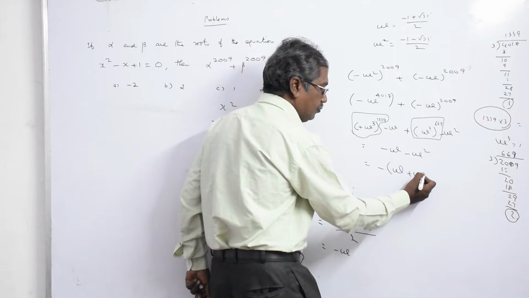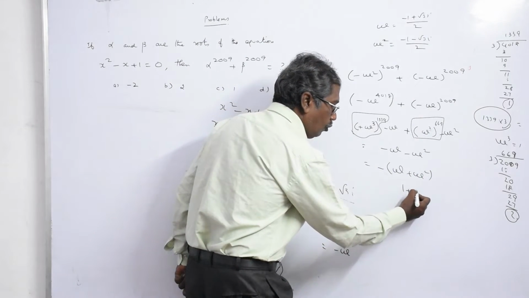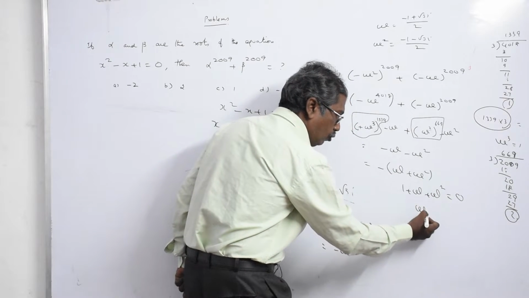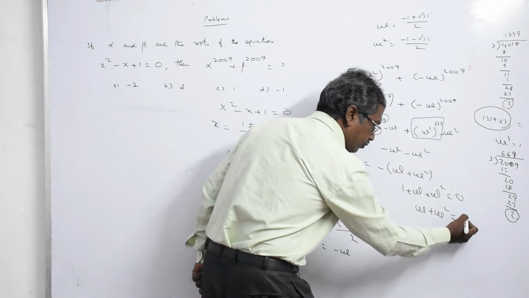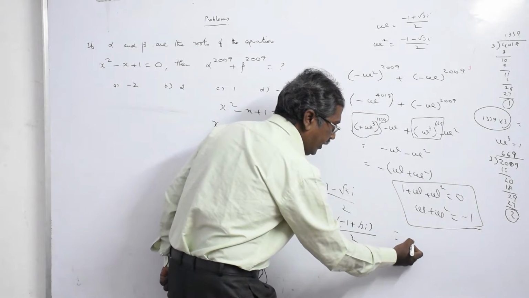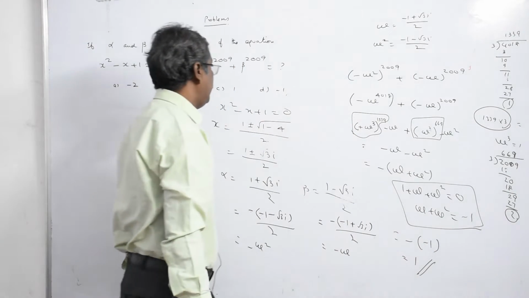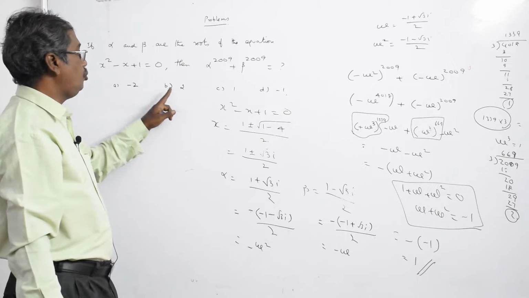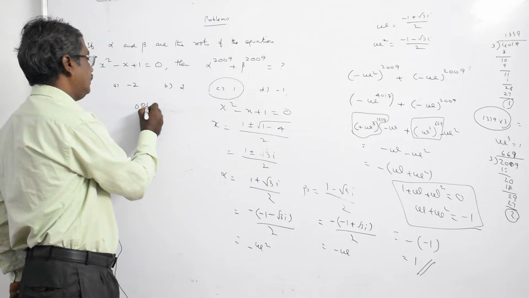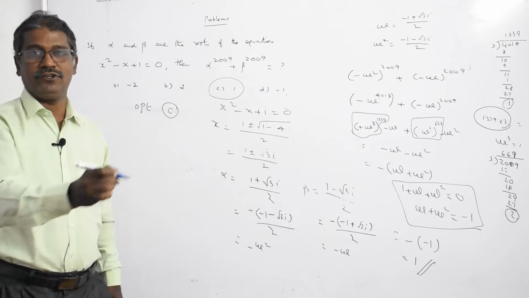Omega plus omega square. As we discussed earlier, we know the formula 1 plus omega plus omega square equal to 0. From this equation, omega plus omega square equal to minus 1. This is a popular formula we discussed earlier. So this will become minus into minus 1. So the answer becomes 1. So the option is, where is the option here? Minus 2, 1. So this is our option. C is the correct option.